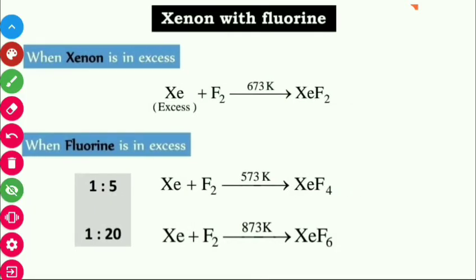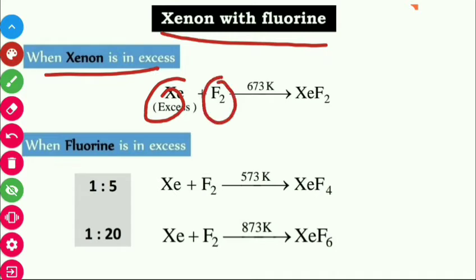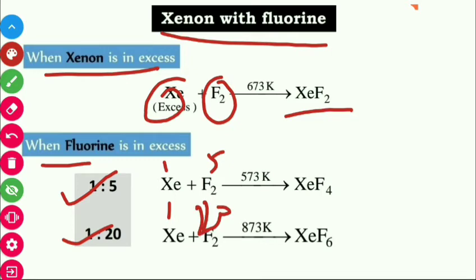Now let's talk about the reaction part, like how xenon behaves when it reacts with fluorine, and the conditions in which different compounds are formed. When xenon is in excess and it reacts with fluorine, it forms XeF2. When fluorine is in excess, there are 2 conditions. Condition number 1: xenon ratio is 1 and fluorine ratio is 5. Condition number 2: xenon ratio is 1 and fluorine ratio is 20. In these 2 different conditions, different compounds will be formed.